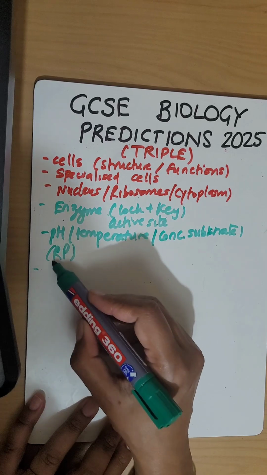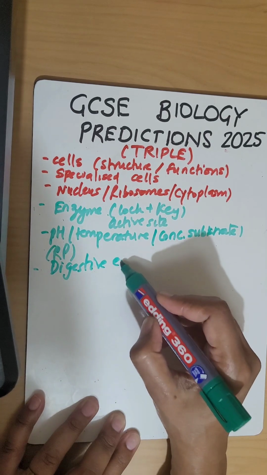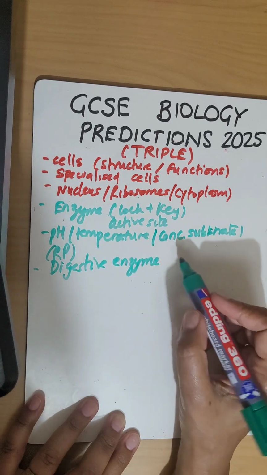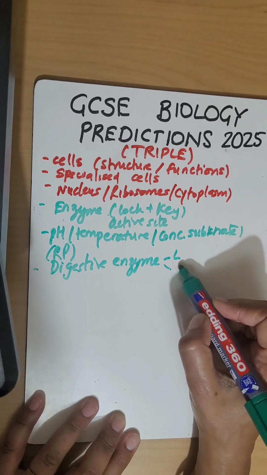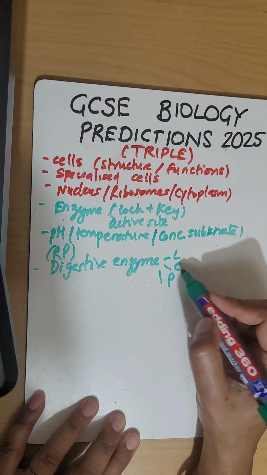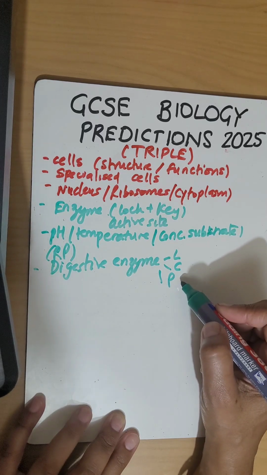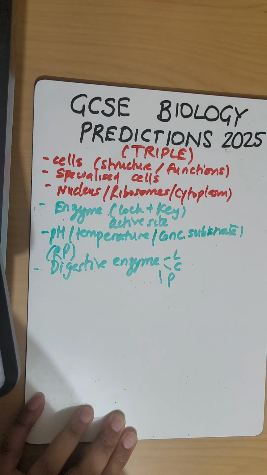Again, linked to enzymes, it could be your digestive enzymes. So you need to know, linked to the practical, amylase, but also you need to know about your lipase, carbohydrase and protease. The lipase is to break down lipids, carbohydrase is for breaking down carbohydrates, and protease for breaking down protein. So these are all linked to enzyme activity.